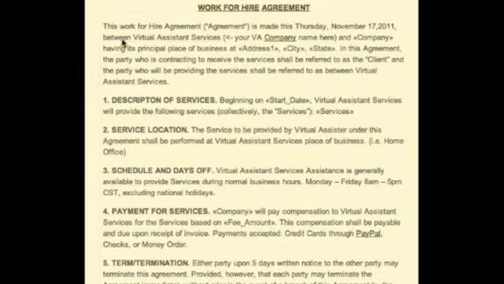So this work for hire agreement is made this Thursday, November 17th. Obviously, you don't need to put the fact that it's Thursday, but that's not wrong, between Virtual Assistant Services and the company having its principal place of business. This is a great example of the fact that you actually want to just start with, what's the date? The date could be here or it could be at the bottom where the signatures are.